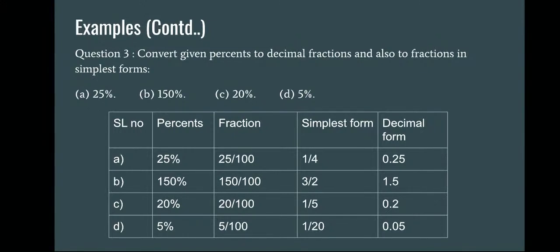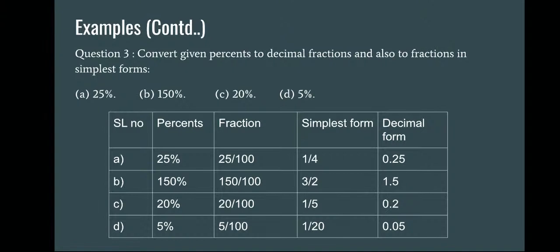20% in fraction is 20 divided by 100. In simplest form it is 1 by 5, because 20 1s are 20 and 20 5s are 100. You can divide it by 20. And the decimal is 0.2.